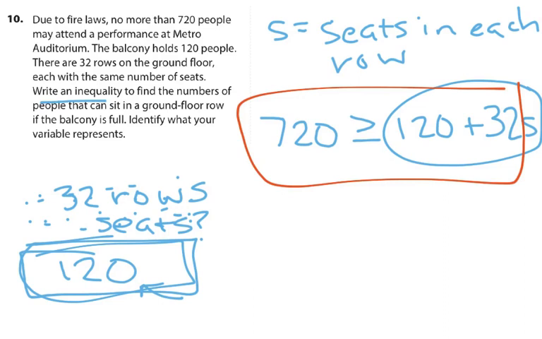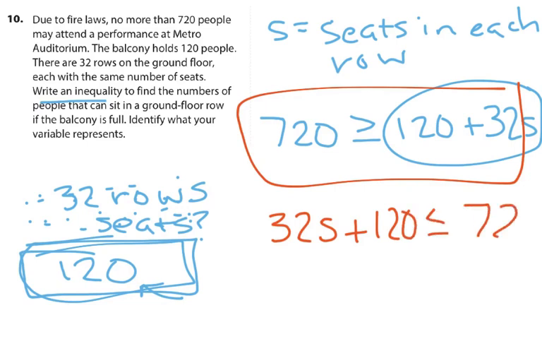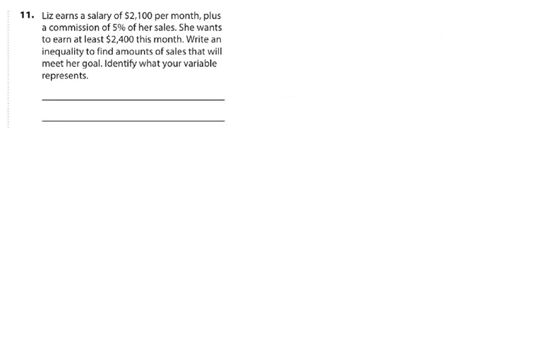Here's my inequality. You can also write it as 32s plus 120 is less than or equal to 720. You can also write it that way. Okay, and we showed what our variable represents, so we're good. I really like this problem because it adds a couple of things that we've been learning throughout our other units. Go ahead and try it on your own, and then watch the video.